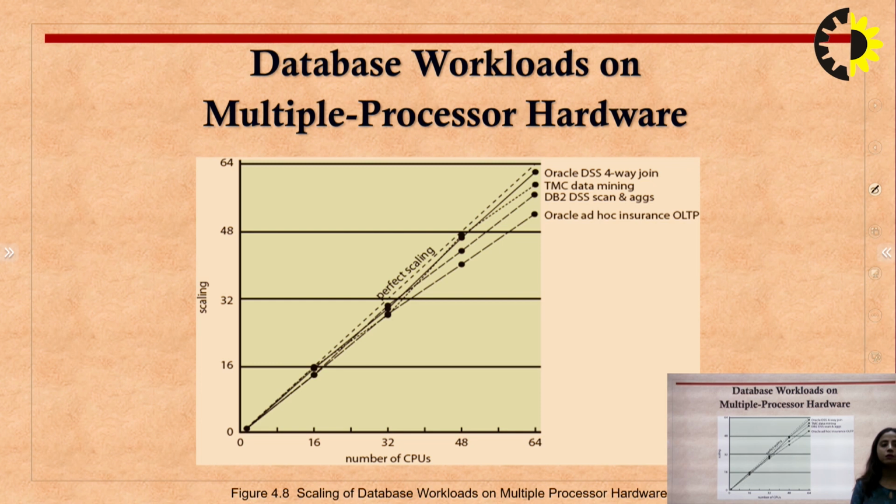Now, database workloads on multiple processor hardware. Here you can see the scaling and the number of CPUs. This is the scaling of database workloads on multiple processor hardware. The first is an Oracle DSS 4-way join, the second is TMC data mining, the third is DB2 DSS scan and aggregates, and the fourth is Oracle ad hoc insurance OLTP.